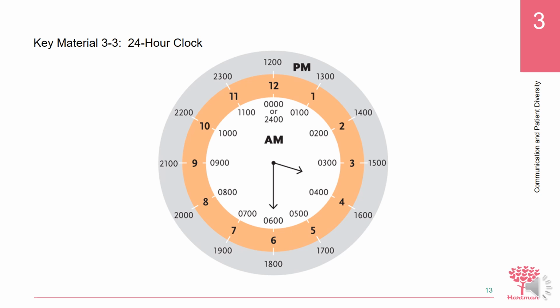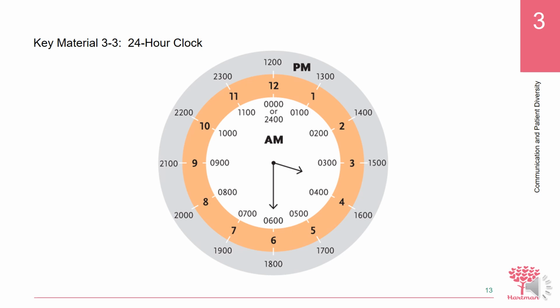In military time or 24-hour clock time, we want to be a little more specific than that. So at midnight, if you look in the inner circle under the AM, midnight is either expressed as 4 zeros or 2400. Then it gets a little more specific from there. So 1 o'clock AM is expressed as 0100 hours. There's no AM or PM. 4 o'clock is 0400 hours. 10 o'clock is 1000 hours.